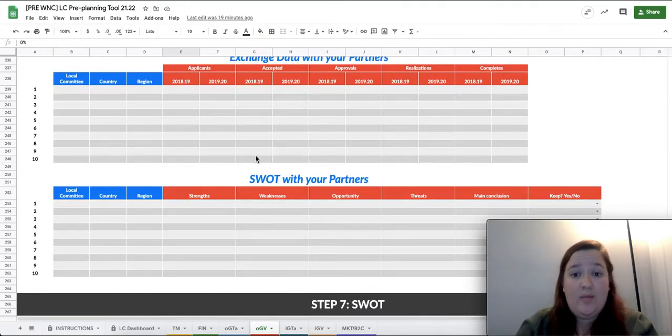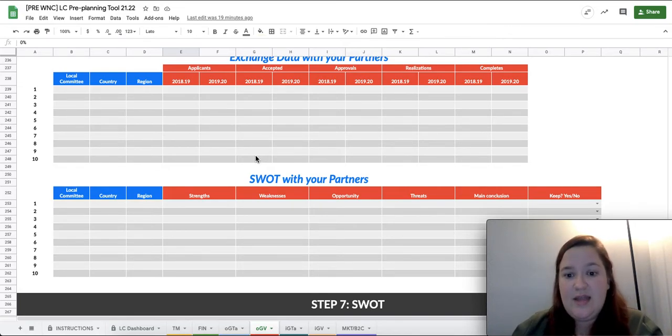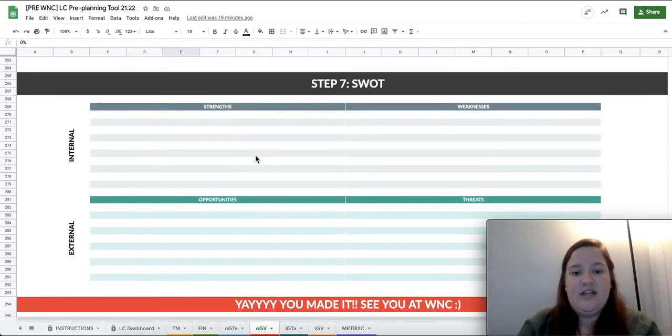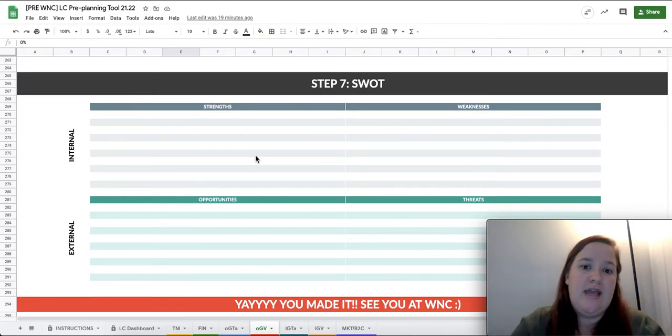And then you're going to SWOT your partners. This is where you need to talk to your predecessor about how they worked with them, what were the strengths in communication, the weaknesses, opportunities, and threats, and then you're going to draw a main conclusion and decide if you want to keep a partner, grow that partner, or no longer keep them. And then the very last part, after you've done all of this analysis, is to do an overall review of your OGX product and SWOT it.